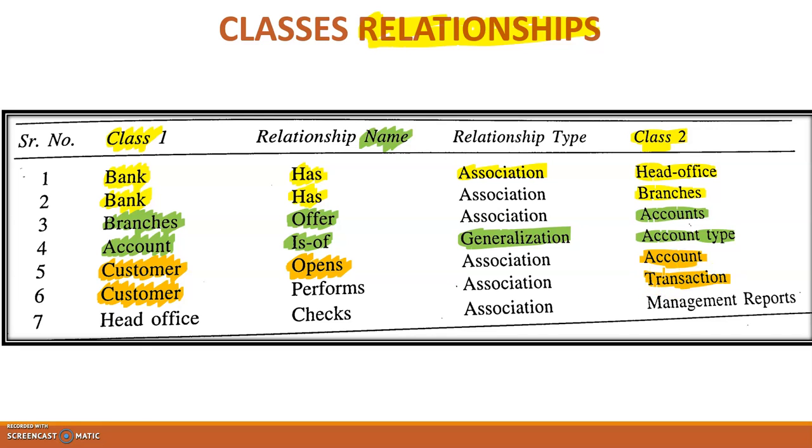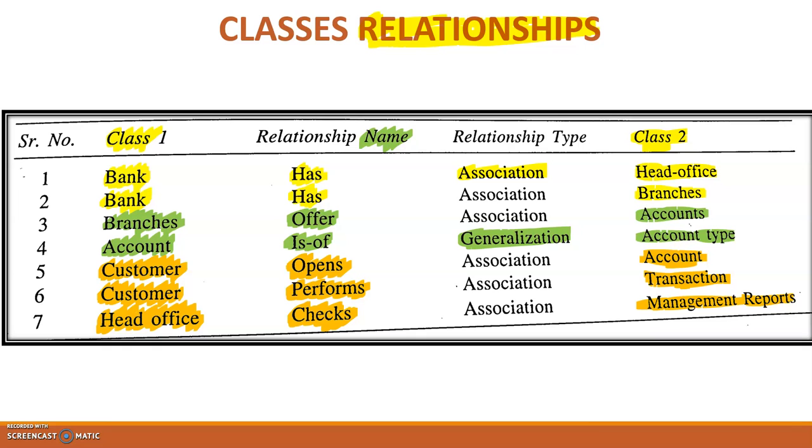So the customer performs transactions: withdraw, debit, credit, all the different types of operations he can perform. This is the relationship name; you can give any name. And the last we have taken the head office. So what is the relationship between head office and the reports class? The head office checks, generates, views, or audits all the reports, right?